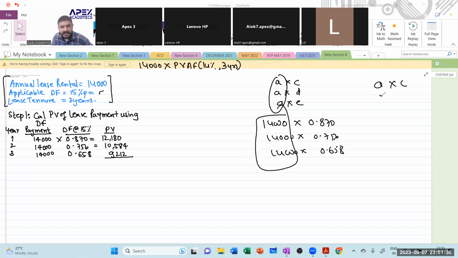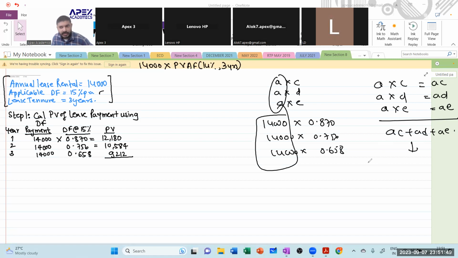A multiplied by C, A multiplied by D, and A multiplied by E is equal to AC, AD, and AE. What is the total of this? AC plus AD plus AE. My dear friends, this can also be written as A into bracket C plus D plus E. So technically, if you take the total of these three and multiply it just by A, you will get the same answer.